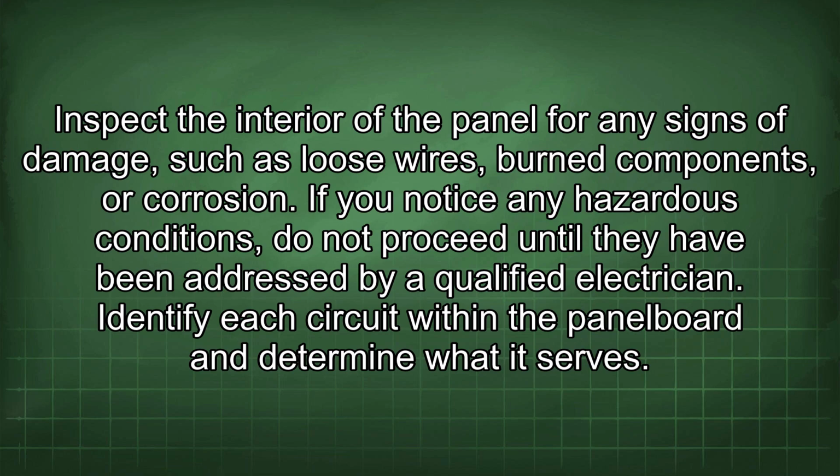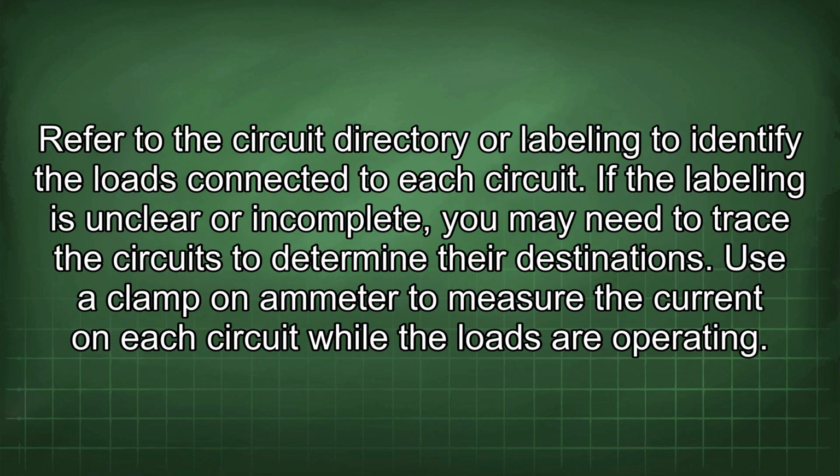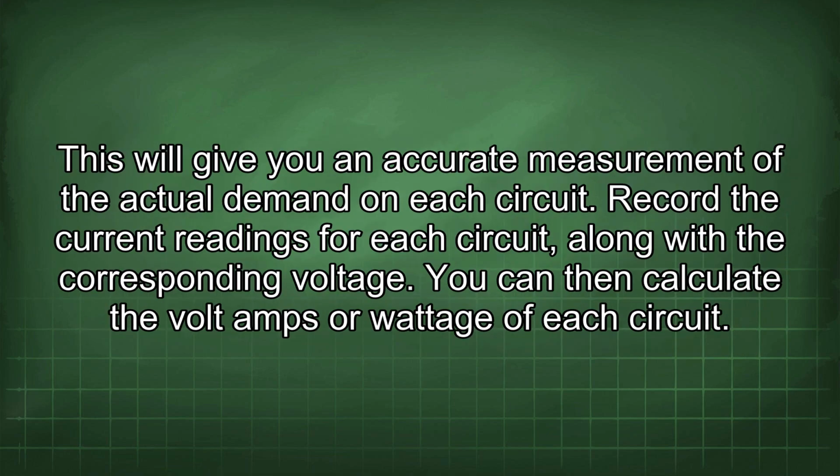Identify each circuit within the panel board and determine what it serves. Refer to the circuit directory or labeling to identify the loads connected to each circuit. If the labeling is unclear or incomplete, you may need to trace the circuits to determine their destinations. Use a clamp-on ammeter to measure the current on each circuit while the loads are operating. This will give you an accurate measurement of the actual demand on each circuit. Record the current readings for each circuit along with the corresponding voltage. You can then calculate the volt-amps or wattage of each circuit.